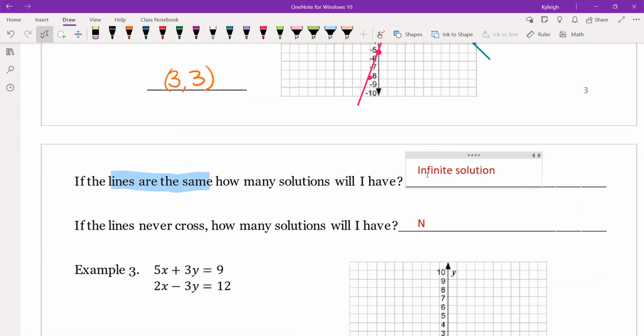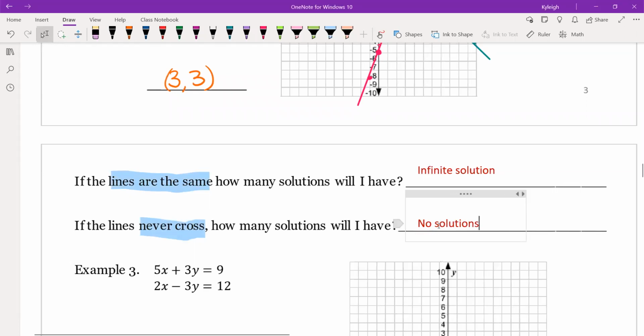Okay, so they may look different, but they're not going to look different. They're going to look the same, but we can't tell that until you'll see. If our lines never cross, if they are parallel to each other, we're going to have no solutions.